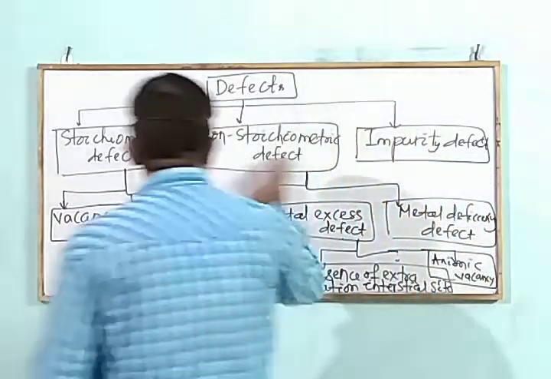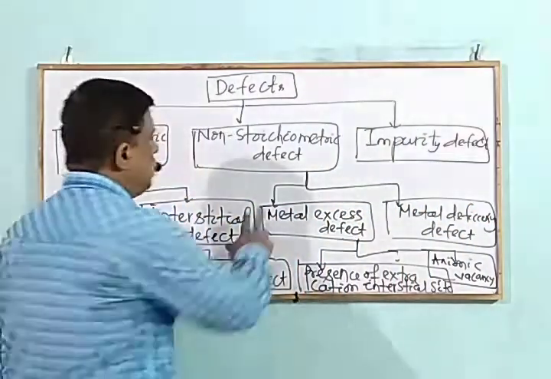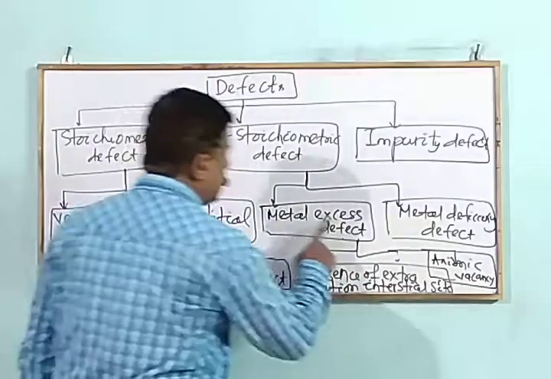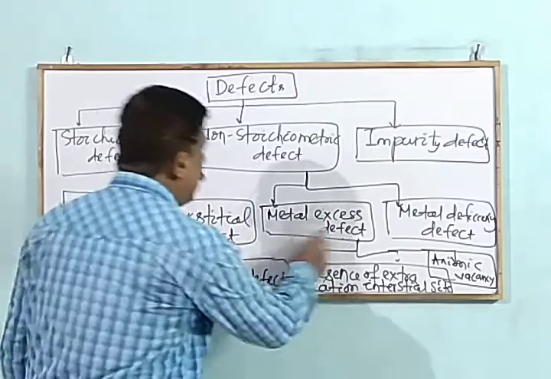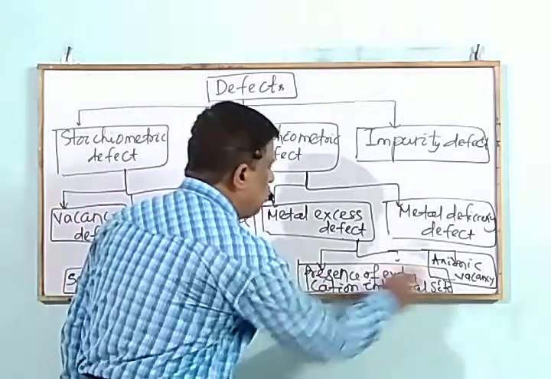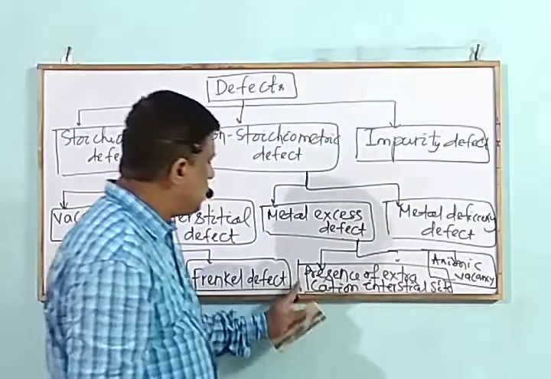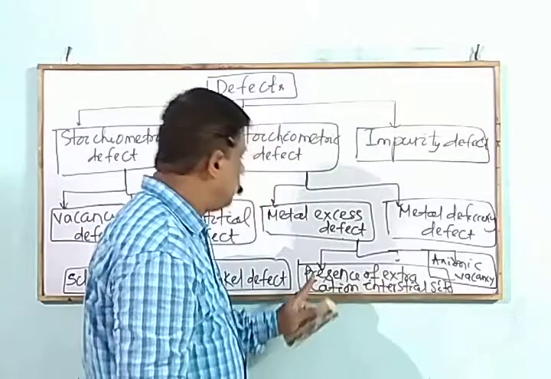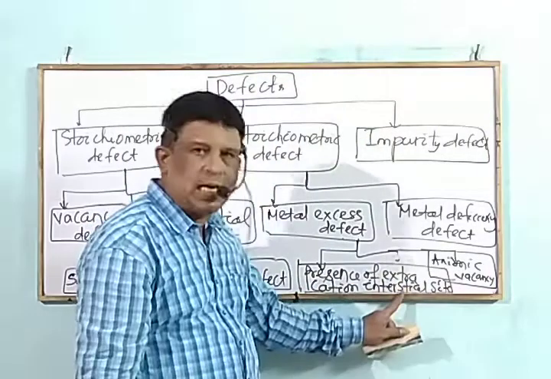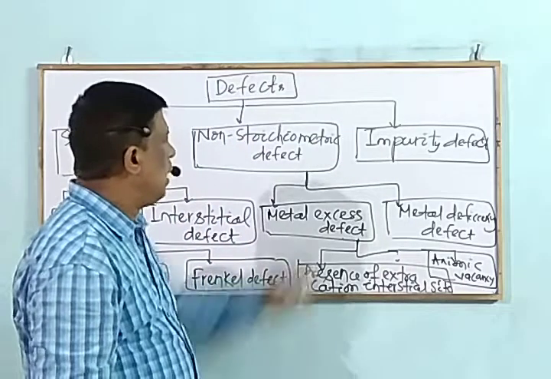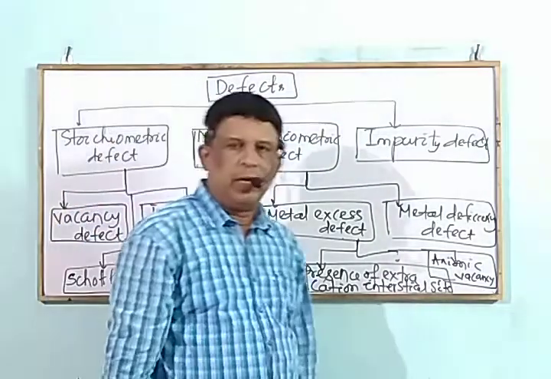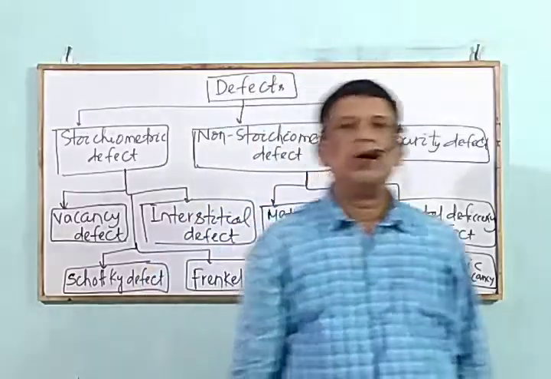Next, the non-stoichiometric defect is of two types: metal excess defect and metal deficiency defect. Again, metal excess defect arises due to two points: one is the presence of extra cations in the interstitial site, and one is anionic vacancy. And the last one is impurity defect. Let us discuss one by one.